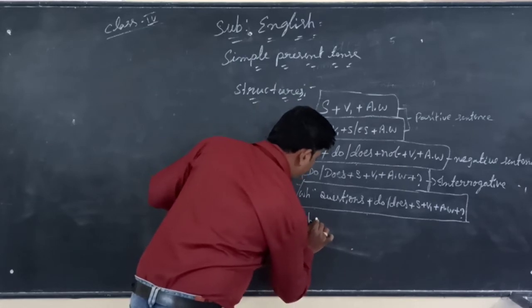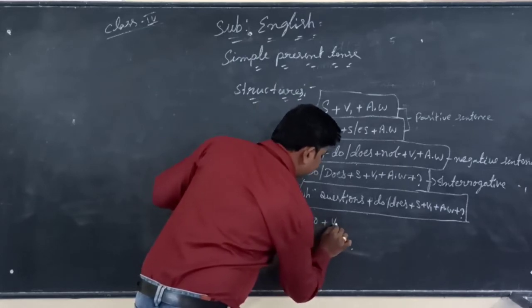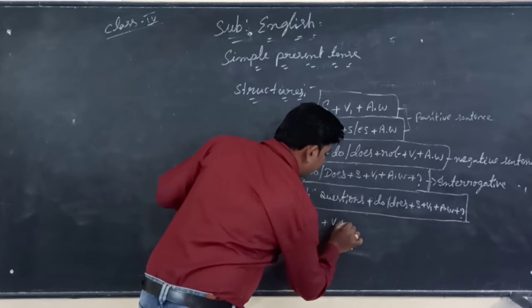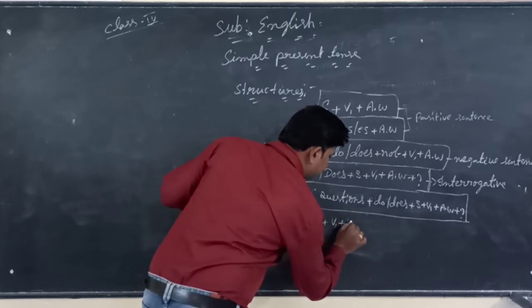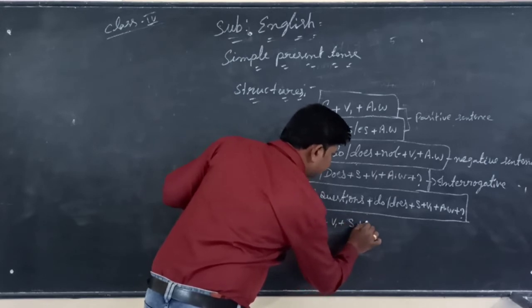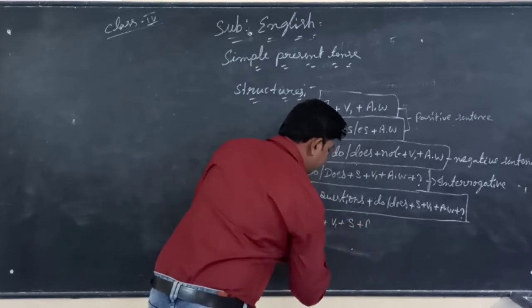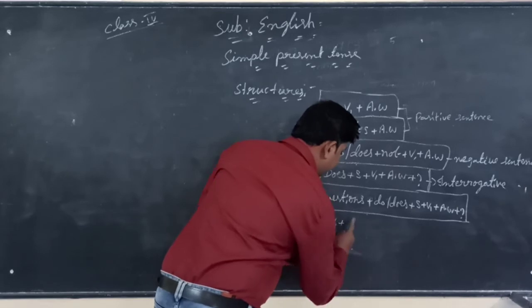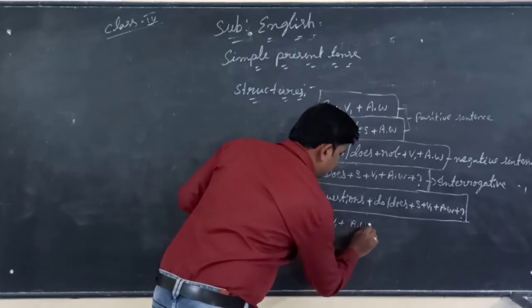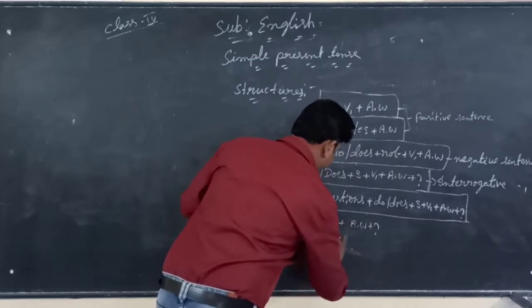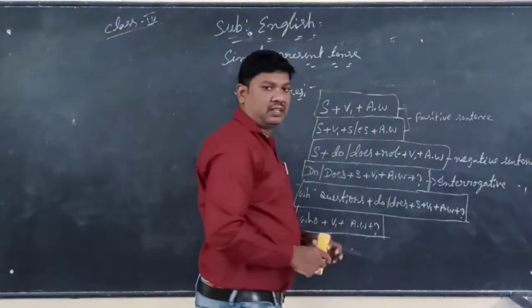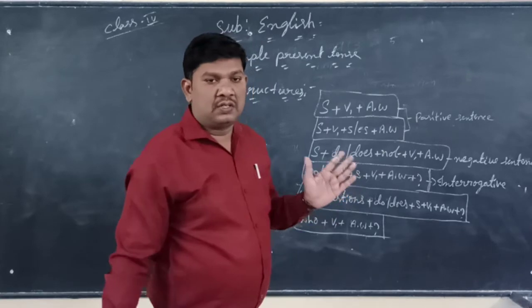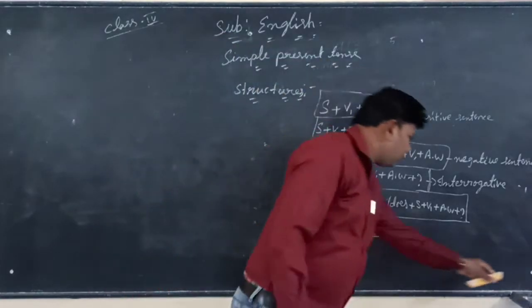WH question who plus V1 plus additional word plus question mark. So these are the structures of simple present tense.